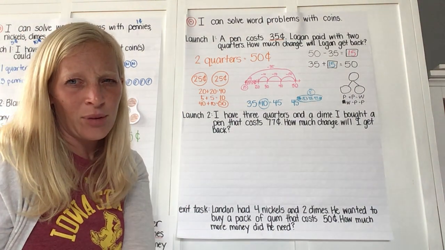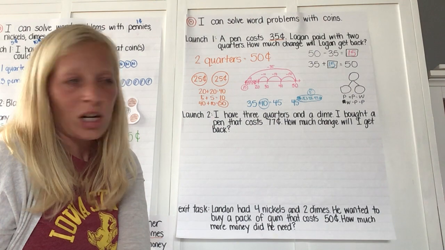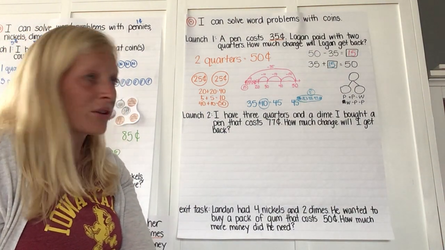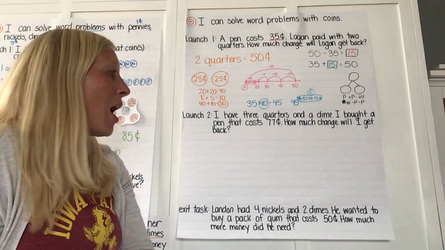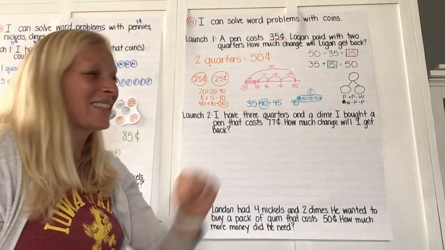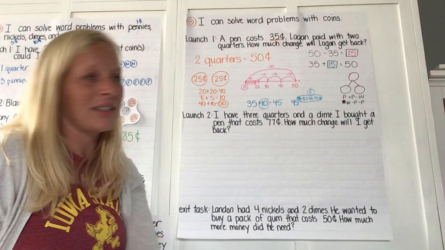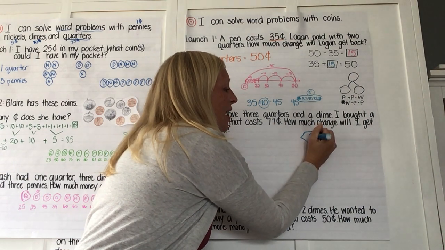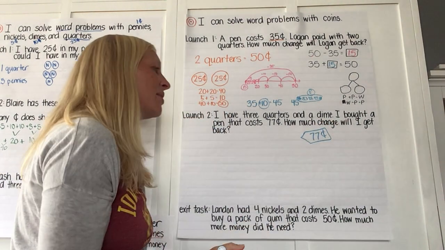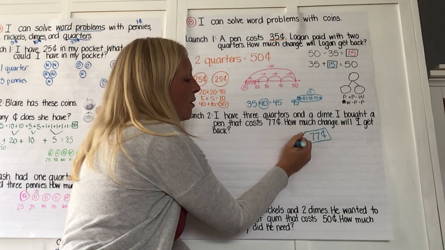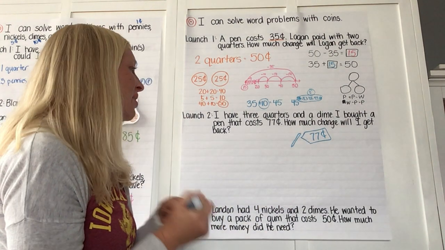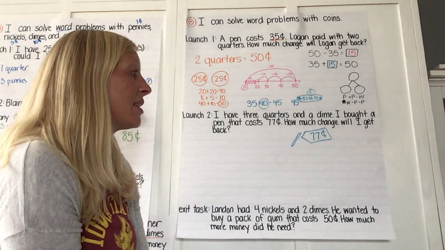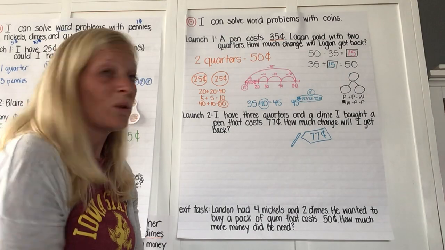Let's look at our second problem and see if we can figure out how much change it might be. I have 3 quarters and a dime. I bought a pen that cost 77 cents. Okay, so here's my pen, my little price tag, it's 77 cents, okay? I have 3 quarters and a dime. I bought a pen that cost 77 cents. How much change will I get back?